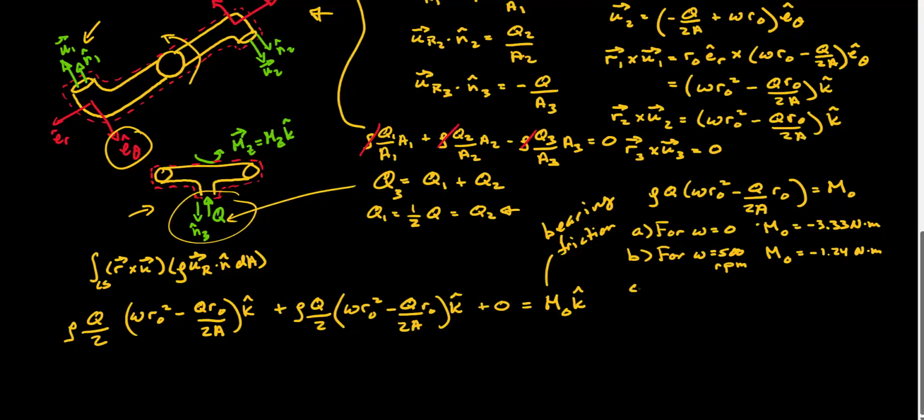Now, if we were to apply no bearing friction whatsoever, we can solve for omega, which is the last question, the speed of rotation. And what we find is that we will get 796 RPM.